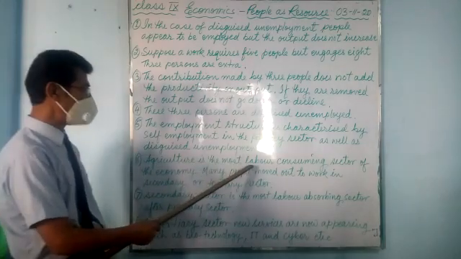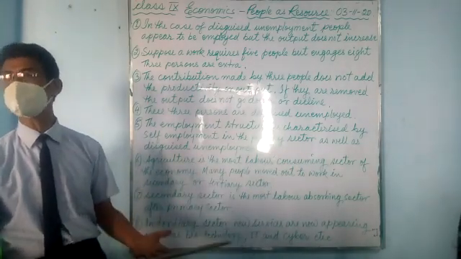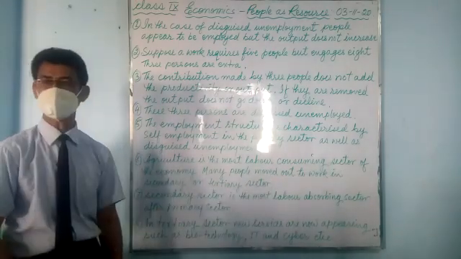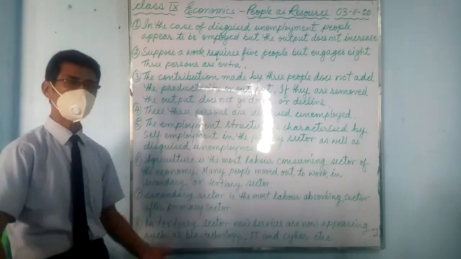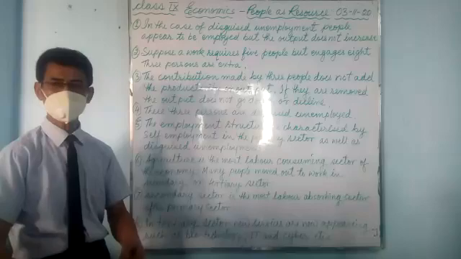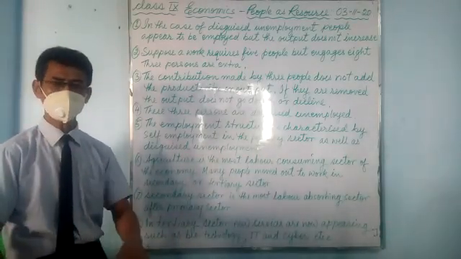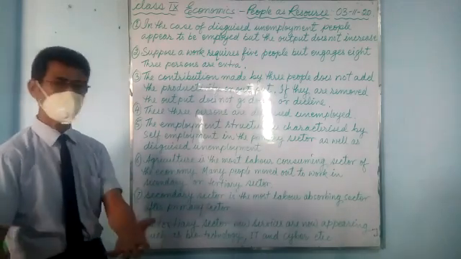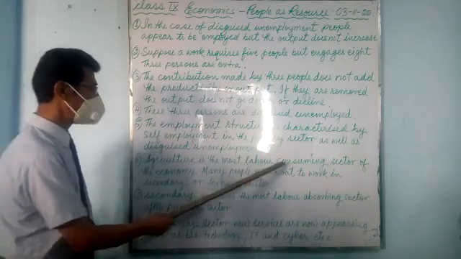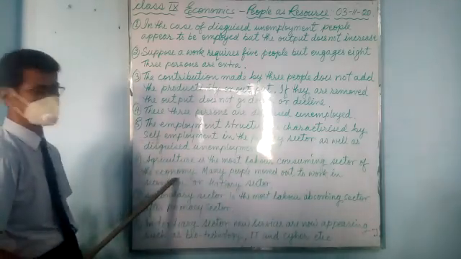Agriculture is the most labor consuming sector. Agricultural sector, that is, the primary sector, is the most labor consuming sector. You need a lot of labor to cut the harvest, to thresh the harvest, to sow, to put irrigation, weeding, and look after the field. So the primary sector of the economy is a labor consuming sector.